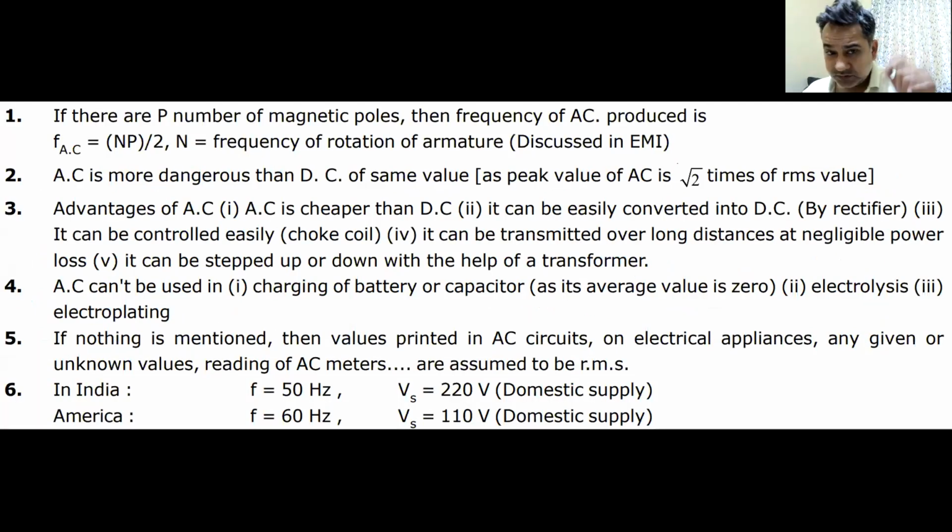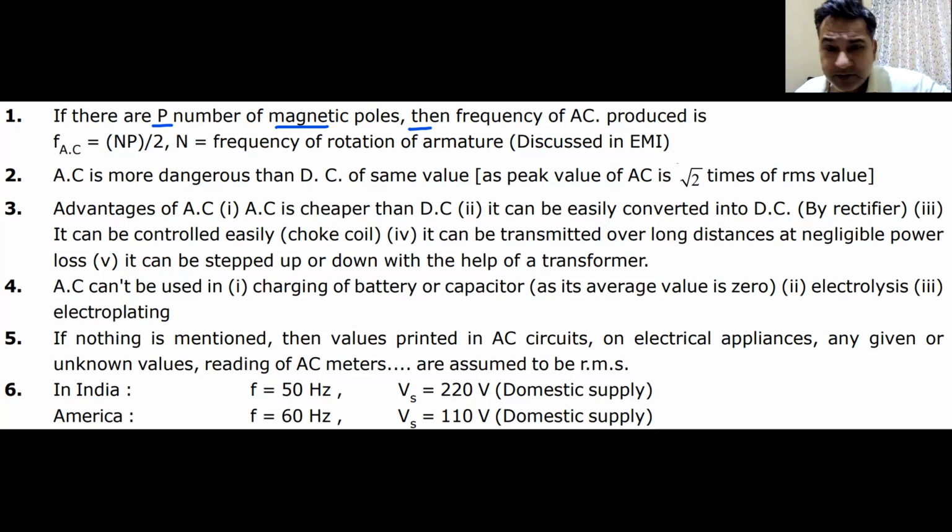Important point, again from your sheet. A straightforward question will come from here. If there are n number of magnetic poles, now remember this AC voltage is generated in an AC generator. You might have read about this AC generator in class 10. This AC generator works on the principle of electromagnetic induction. We have a current carrying coil moving inside a magnetic field. Yes or no?